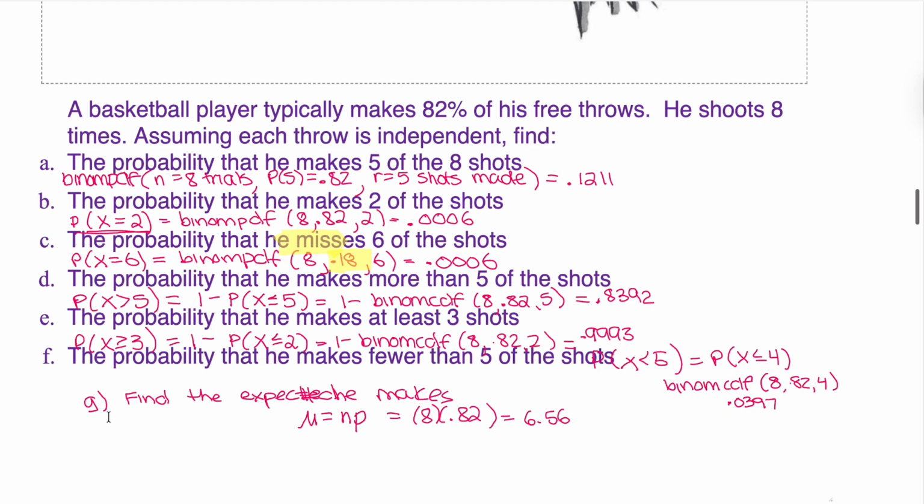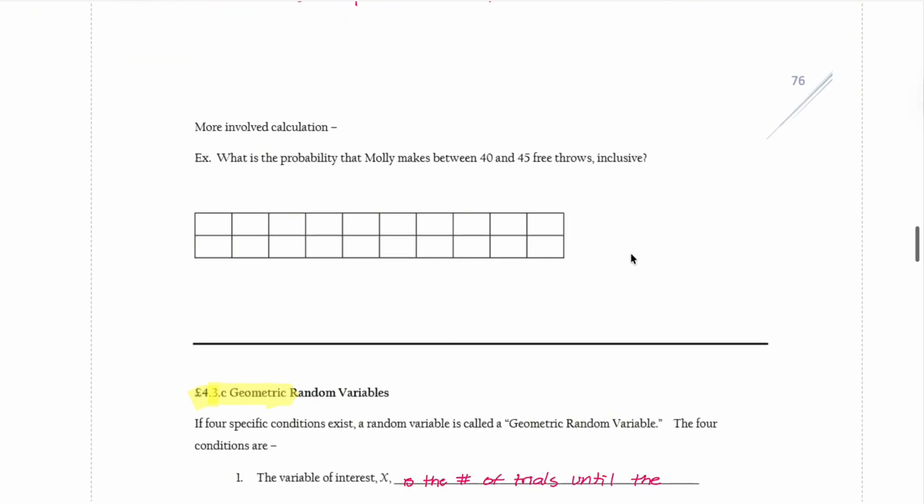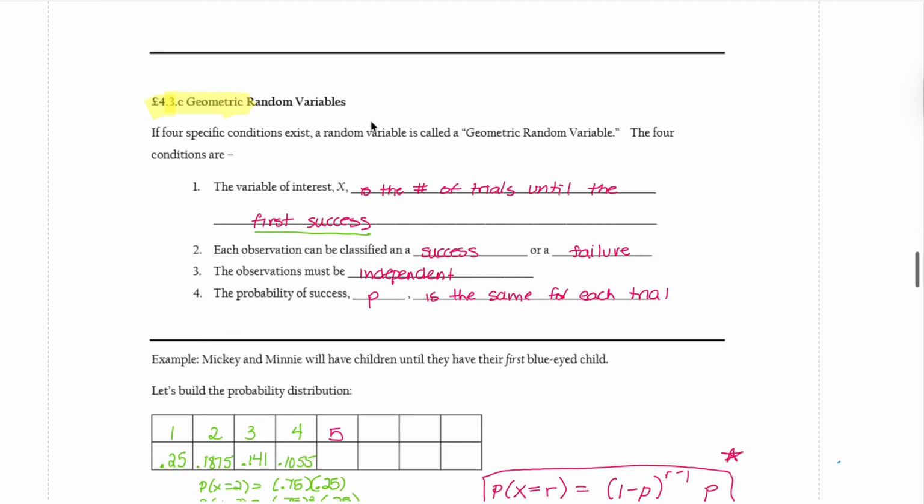And I added one more question, part G. Find the expected shots made. So the expected value of the shots. Sorry, it was kind of bad handwriting right here. Therefore, you're going to use your formula. So mu is equal to np. Use 8 trials times the probability of success for each trial. You get 6.56.